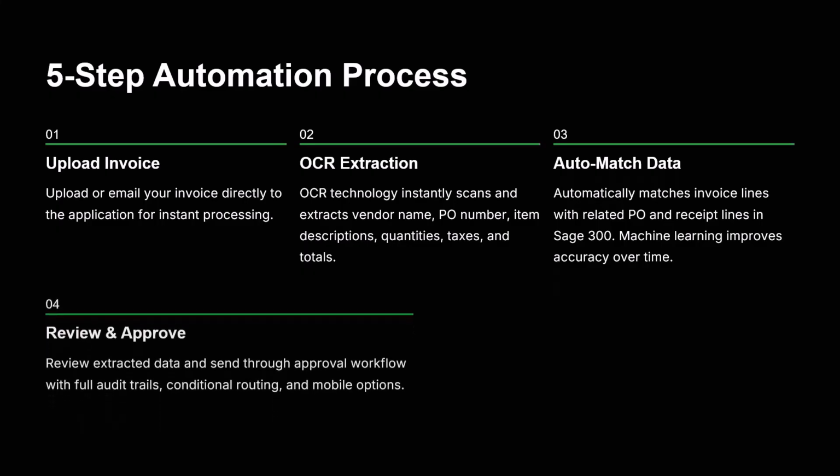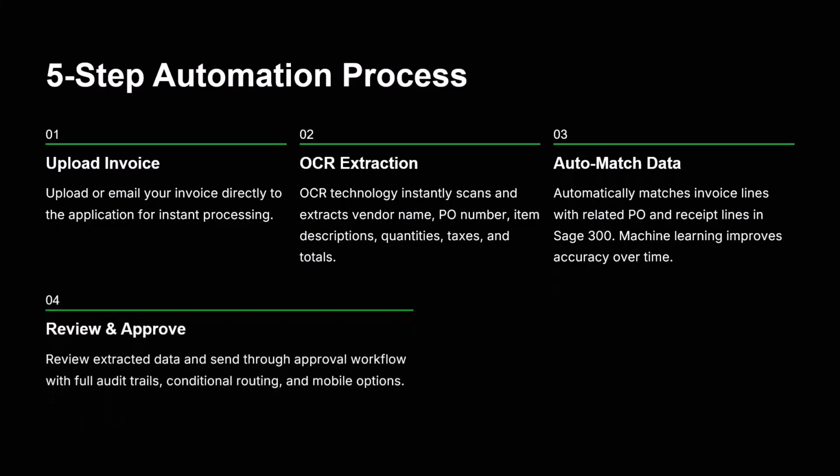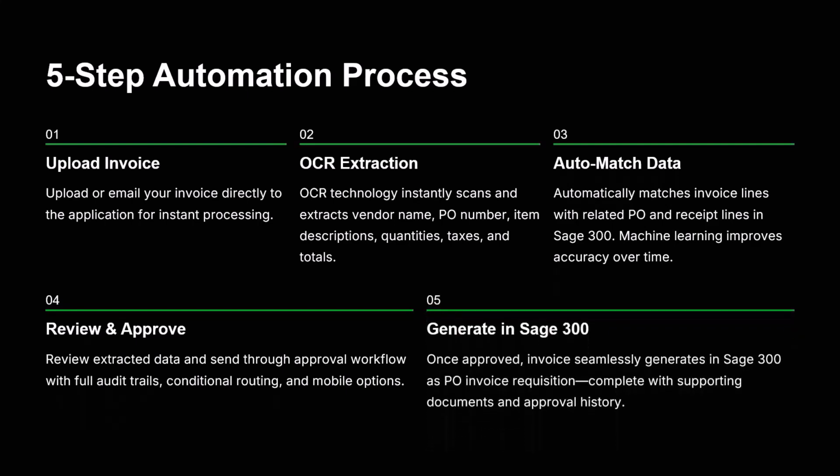Review and confirm the extracted data. If everything looks good, send it through the approval workflow, which includes full audit trails, conditional routing, and mobile/email approval options. Once approved, the invoice is seamlessly generated in Sage 300 as a PO invoice requisition, complete with supporting documents, approval history, and all details ready for posting, without any manual rekeying or import required. Let's quickly jump into the demo.